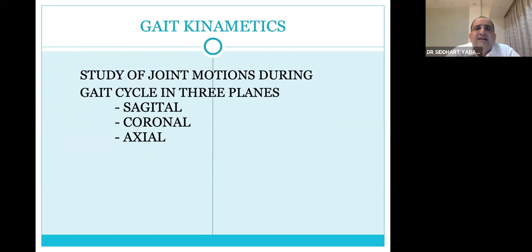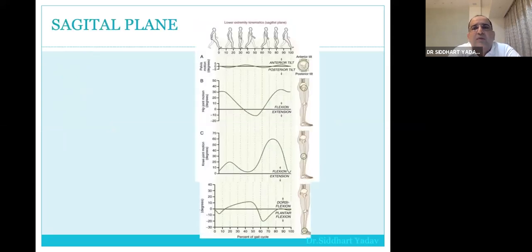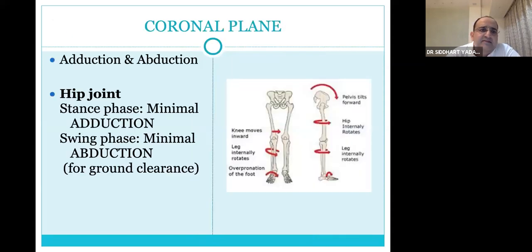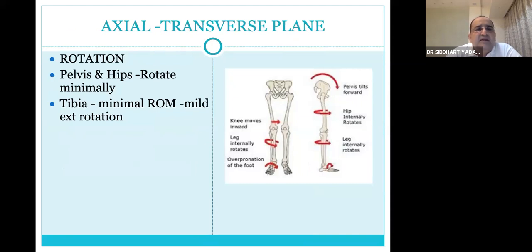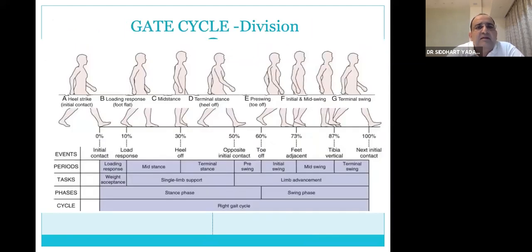We also must know what gait kinematics is. It is basically the study of joint motion during the gait cycle in 3 planes: sagittal plane, coronal plane, axial plane. In the sagittal plane, the movements which happen are anterior posterior pelvic tilt, which is 5 degrees, knee flexion extension, hip flexion and minimal extension, dorsiflexion and plantar flexion of the ankle. In the coronal plane, there is minimal hip adduction and also minimal abduction for ground clearance. In the axial plane, there is rotation of the pelvis, and the hips rotate minimally. The tibia also rotates externally, but very minimally.